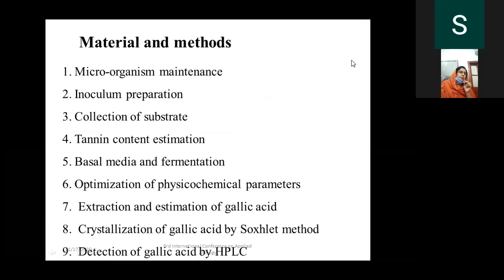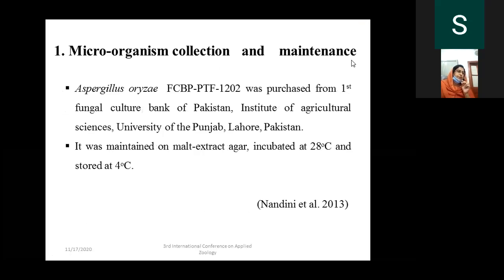These are the materials and methods: microorganism maintenance, inoculum preparation, and collection of the substrate. In this case, you can see that the microorganism Aspergillus oryzae was purchased from the First Fungal Culture Bank of Pakistan, Institute of Agricultural Sciences, University of the Punjab, Lahore. It was maintained on malt extract agar, incubated at 28 degrees centigrade, and then further stored at 4 degrees centigrade.